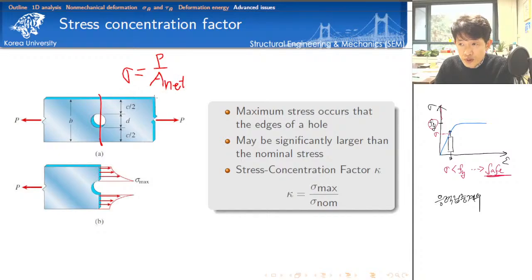We assume a uniform distribution of normal stress when we calculate normal stress, but in reality it is not. The stress is concentrated at a point where we have irregularity in dimension. For example, near the hole we have a higher stress value. This higher stress value divided by the nominal stress is called the stress concentration factor, 응력 집중계수. And there is a handbook for the stress concentration factor depending on the geometry. Make sure that the stress concentration factor surely depends on the geometry, okay?